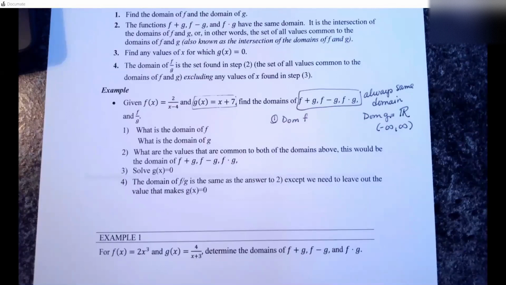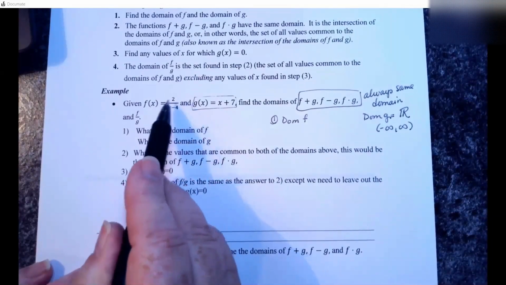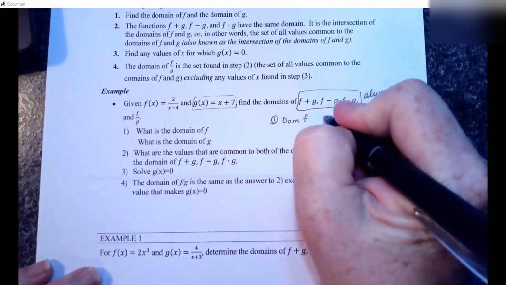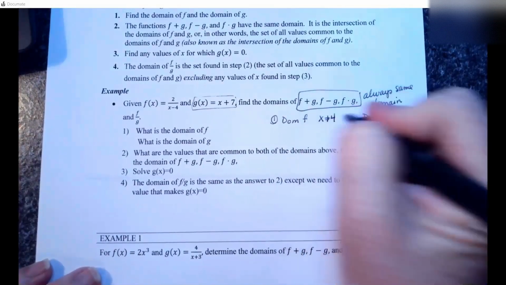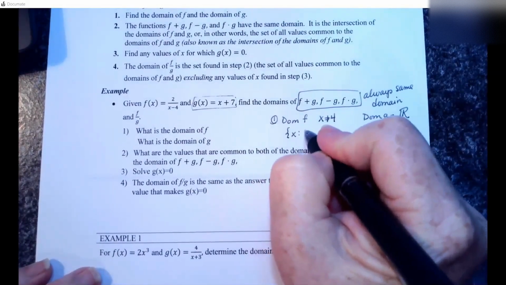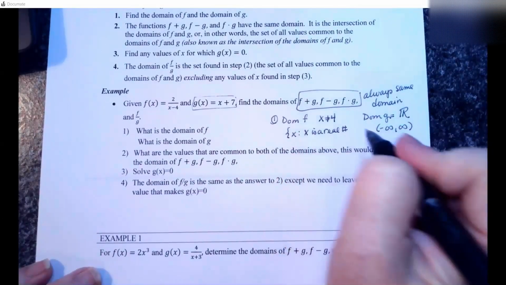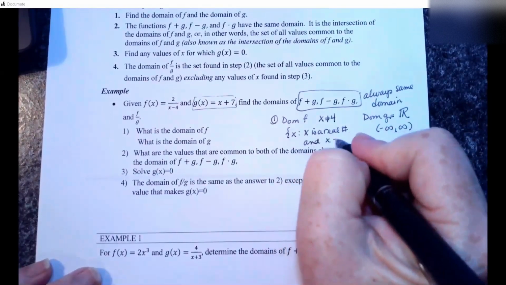Things that are going to cause you problems specifically are when you have fractions, something that makes the denominator 0, or if you have maybe a square root of something, you can't have what's underneath the radical be negative because then you don't have a real number answer. All right, so the domain of f, remember we have to leave out anything that makes that denominator 0. And what makes that denominator 0 is 4. So the domain of f is all real numbers and not 4.